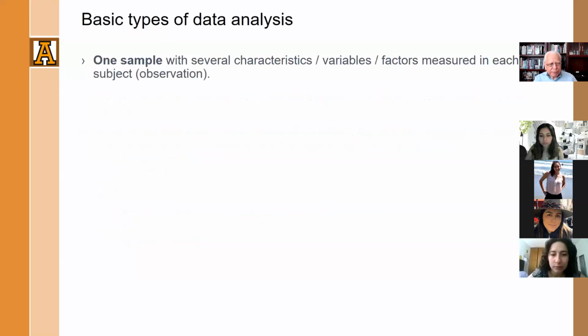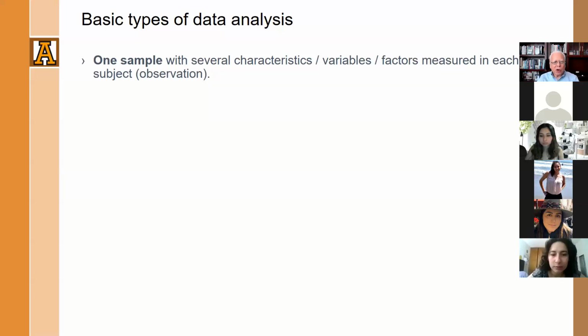Now, what are the basic types of data analysis? One sample with several characteristics or variables. The terms characteristics, variables, factors, or independent variables are used interchangeably. So when we talk about factors, we also mean independent variables or characteristics of a subject, of an observation.